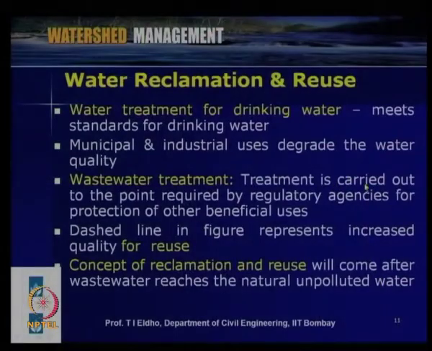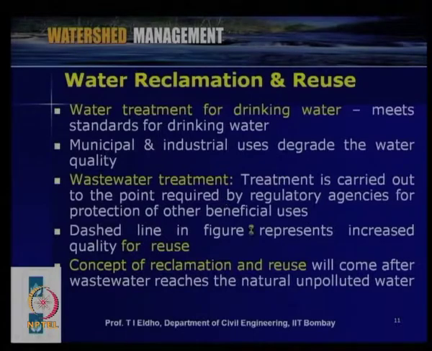Especially if you want to reuse municipal and industrial water, which is much degraded water, the quality issues are there, and we have to go for appropriate waste treatment. The treatment is carried out to the point required by the regulatory agencies. What kind of treatment is to be given, especially for drinking or other purposes, we have to see as per the norms of the regulatory agencies for protection of other beneficial uses.